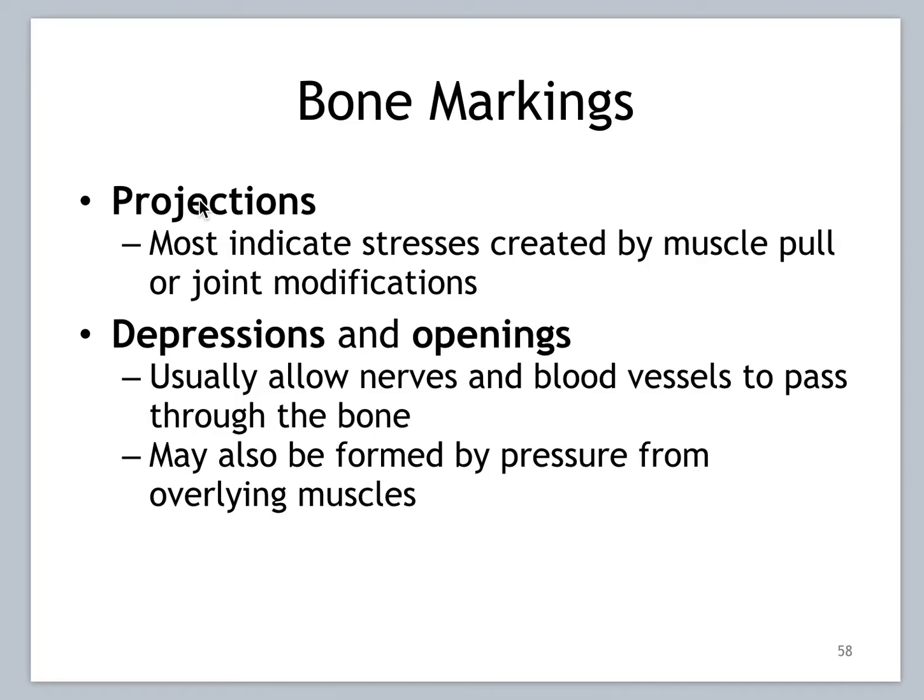Bone markings refers to the different projections or depressions on a bone. A projection on a bone is basically an outward process of a bone, or a place where the bone sticks out. This is created by muscle pull or the press of joints. This is opposed to a depression or an opening in the bone, which is a place where nerves or blood vessels pass through the bone, or maybe for pressure for overlying muscles. So it's like having mountains or valleys. The bone may have a mountain or an outcrop, or may have a valley, which is a depression.